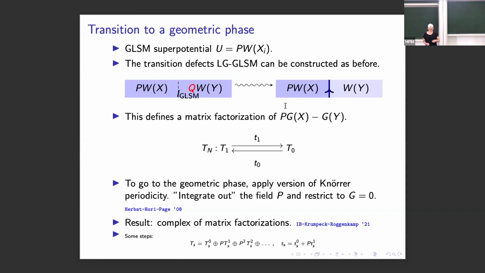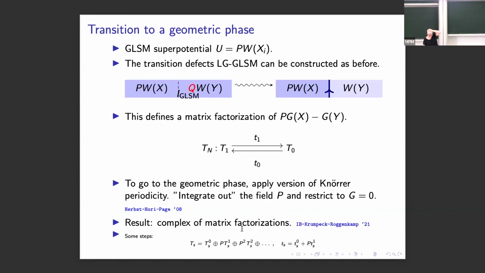And we do that by a sort of version of Knörrer periodicity. And we obtain some object that is an intermediate object between matrix factorization and some Fourier-Mukai kernel type of thing in the derived category of coherent sheaves.